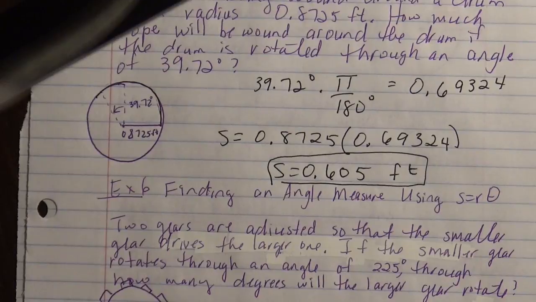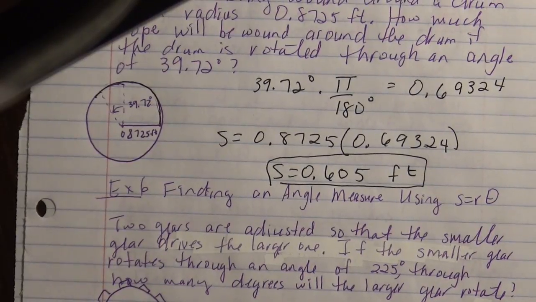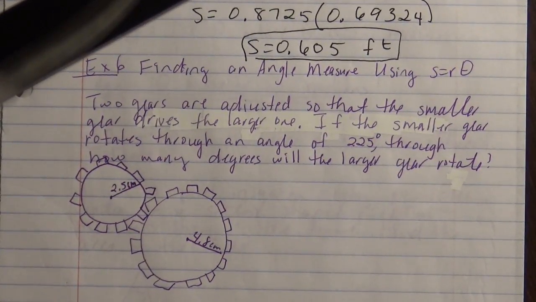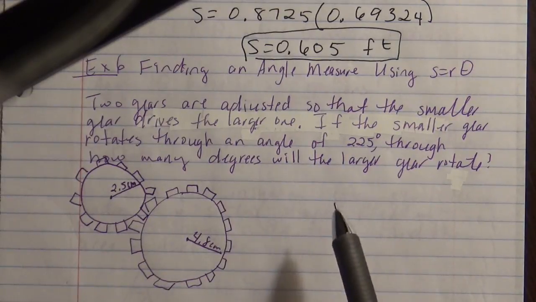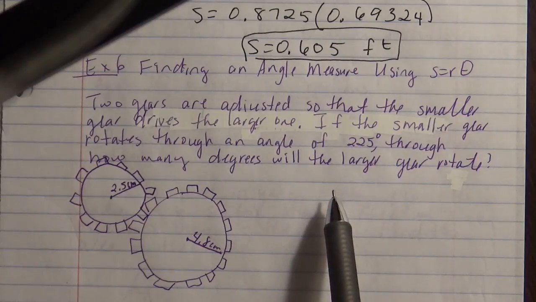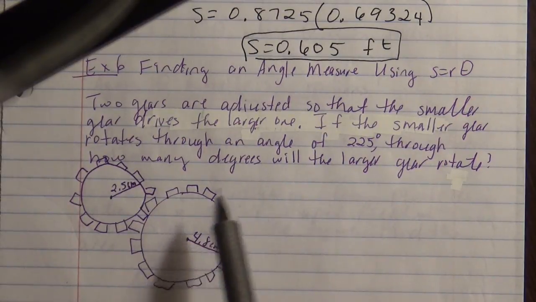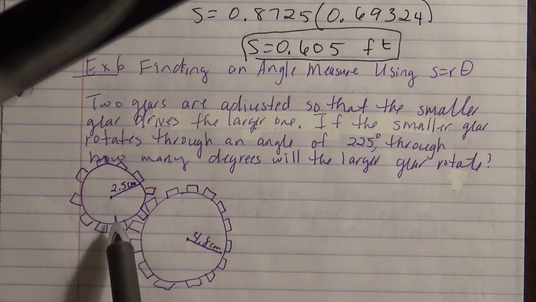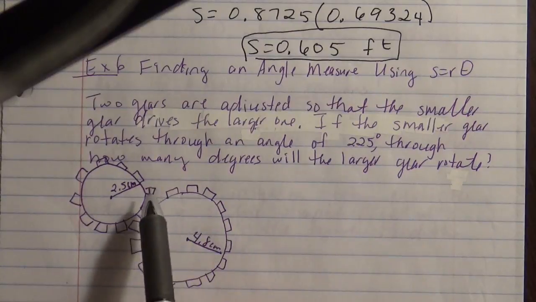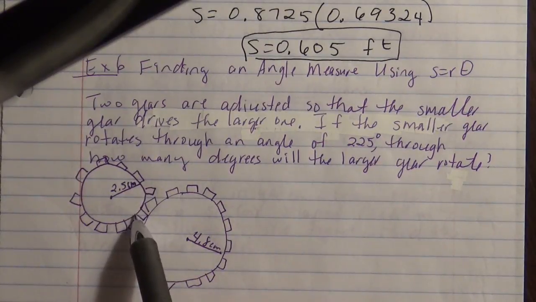Example 6, and there it is if it wasn't showing up before. Alright, example 6. Finding an angle measure using S equals R times theta. Two gears are adjusted so that the smaller gear drives the larger one. If the smaller gear rotates through an angle of 225 degrees, through how many degrees will the larger gear rotate? If we can determine the arc length of the smaller gear, then we can use that same arc length to get the number of degrees for the larger gear, because the arc length will be the same. As this one is rotating, however far they touch is going to be the same for the two gears.